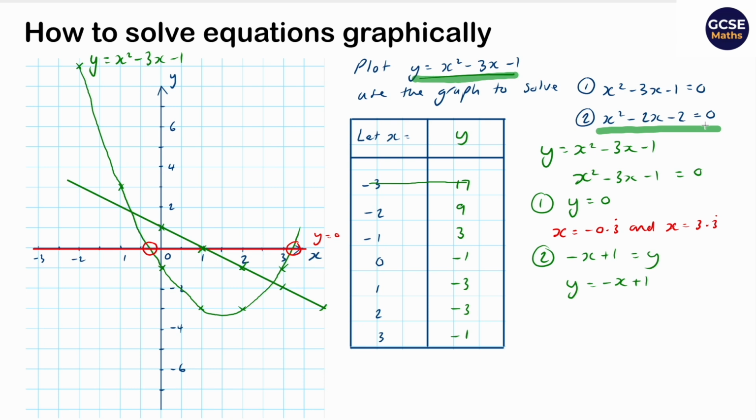And what that means is I'm going to find the values of x. Now the values of x occur where those lines cross. So all you do here is you look at where they cross and you drop a straight line down, and that will give you the value of x for one of the solutions.